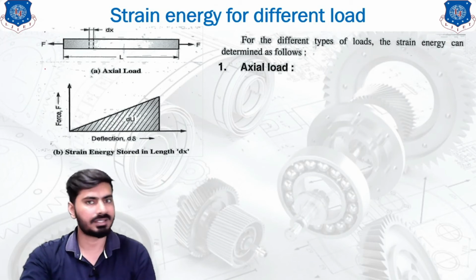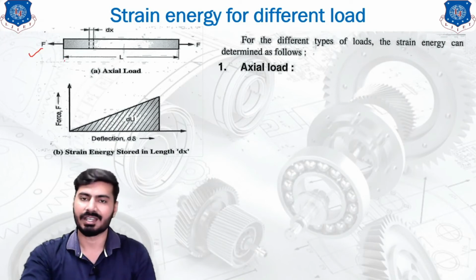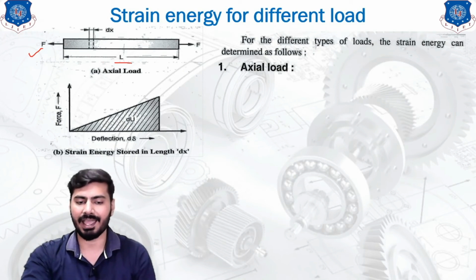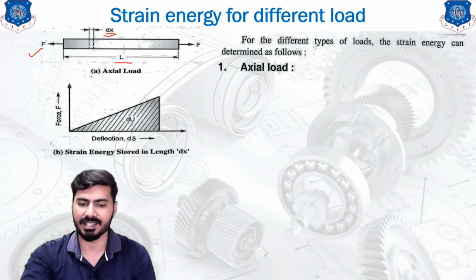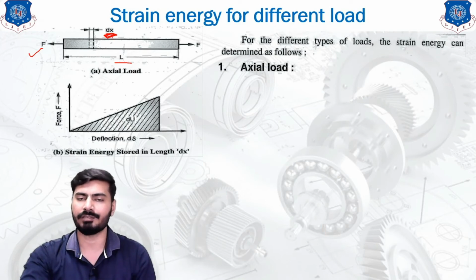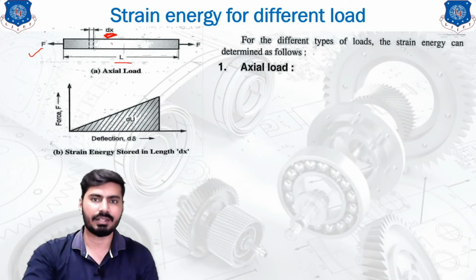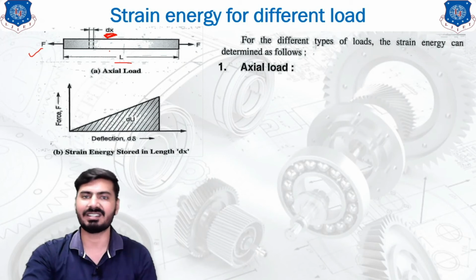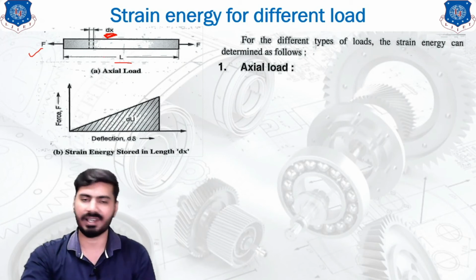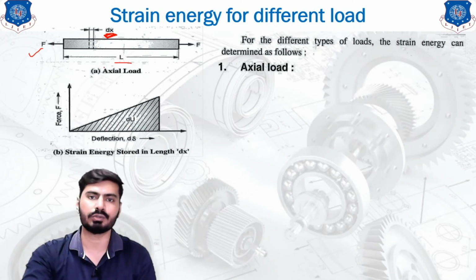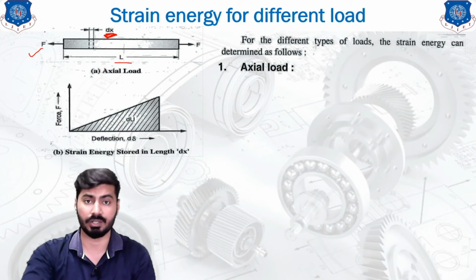So first of all, consider a force F which is acting on the body in the axial direction. The body itself is of length L, and right now we have considered only a small amount of the length, which is represented as dx. For dx we are going to calculate the value of the strain energy, and later on we are going to integrate the value of the strain energy for the entire length. So this is how we are going to calculate the strain energy for this particular problem.